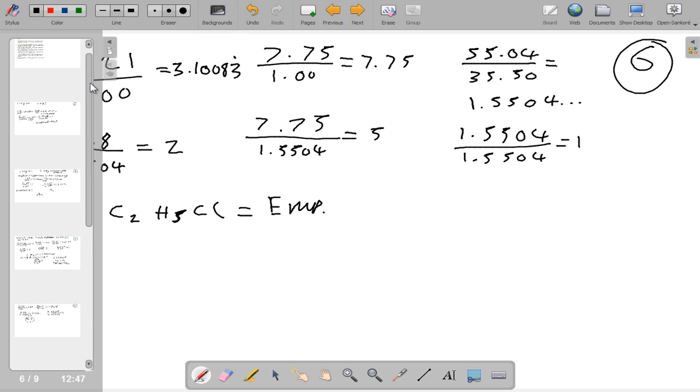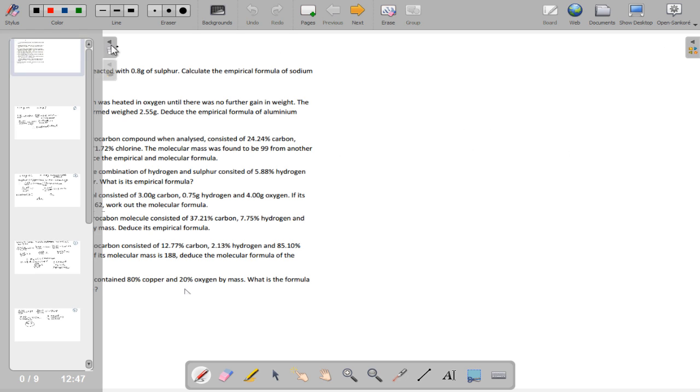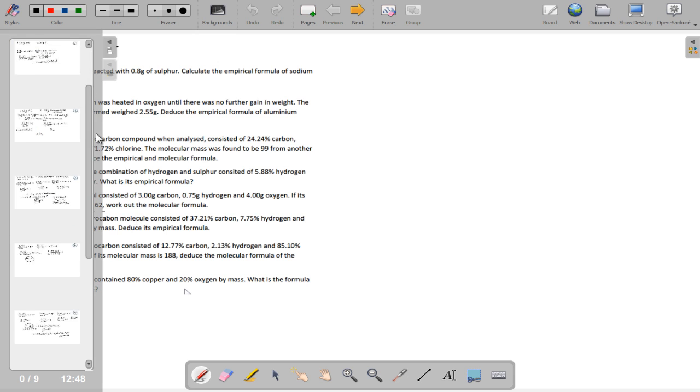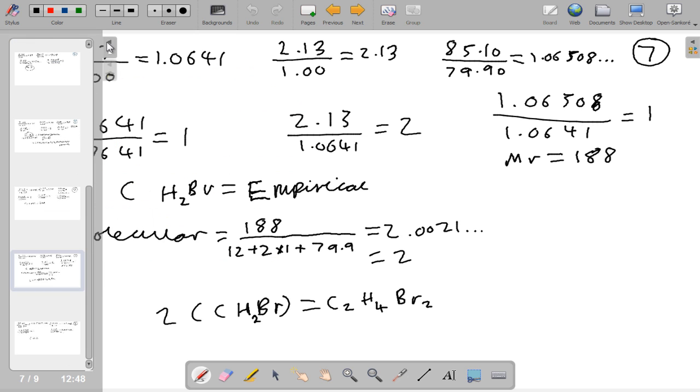And for question 7, a brominated hydrocarbon consisted of 12.77% carbon, 2.13% hydrogen, and 85.1% bromine by mass. If its molecular mass is 188, deduce the molecular formula of the molecule. So I'll give you a quick pause. And we're on the road again, down to question 7.